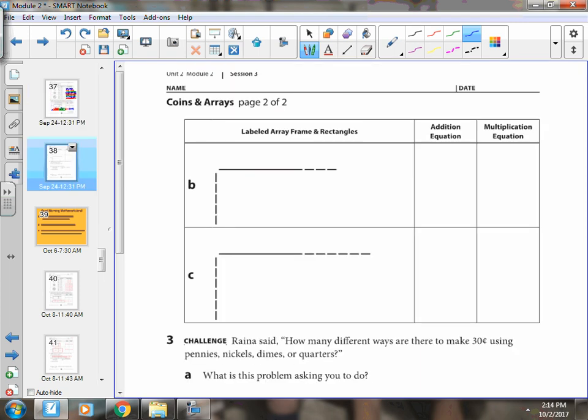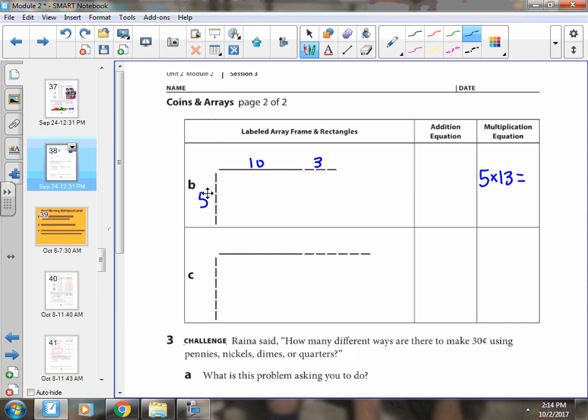Home Connections 32. Letter B, the length of the side, 1, 2, 3, 4, 5. The length of the top would be a 10 and a 3. So the entire multiplication equation would be 5 times the whole top is 13.